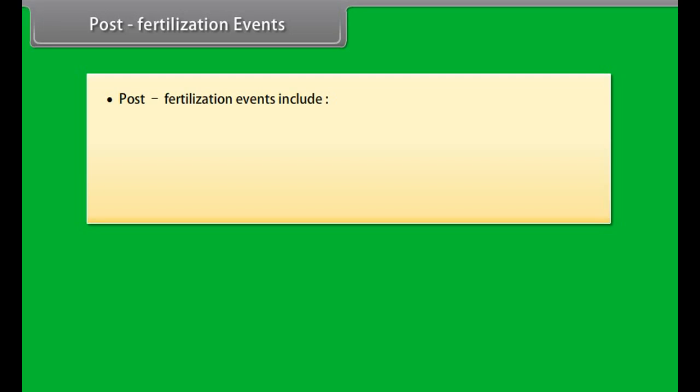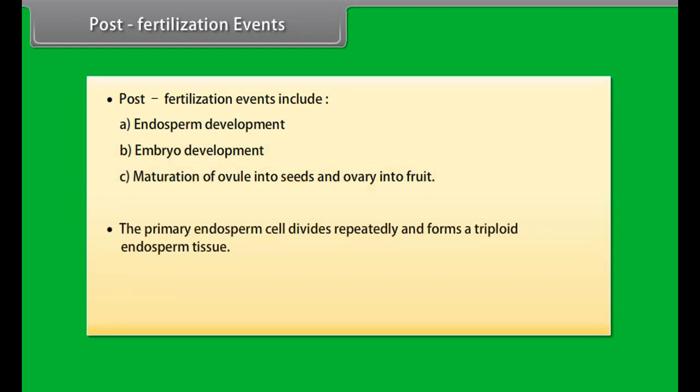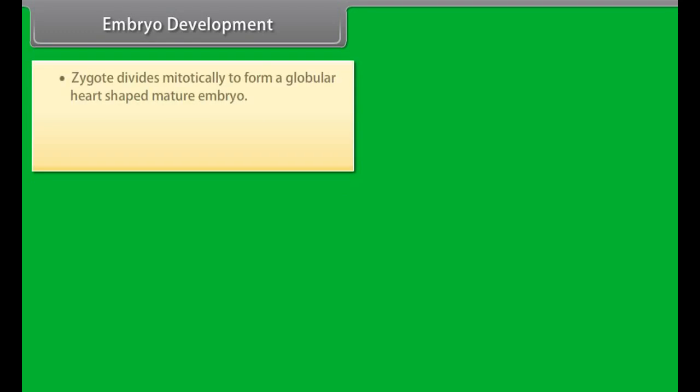Post-fertilization events include A. Endosperm development, B. Embryo development, C. Maturation of ovule into seeds and ovary into fruit. The primary endosperm cell divides repeatedly and forms a triploid endosperm tissue. The cells of this tissue are filled with reserve food materials and are used for the nutrition of the developing embryo. Embryo development: zygote divides mitotically to form a globular, heart-shaped, mature embryo.